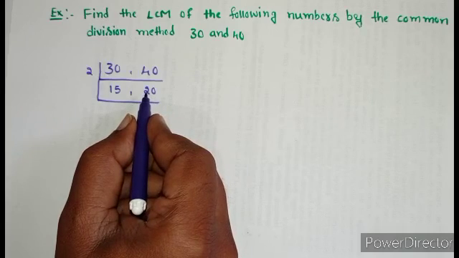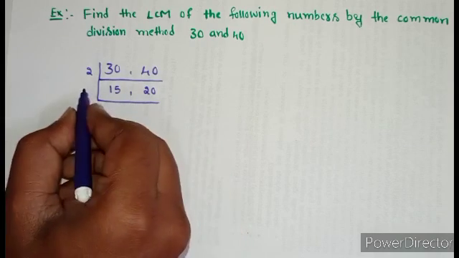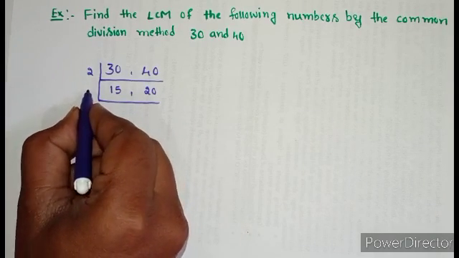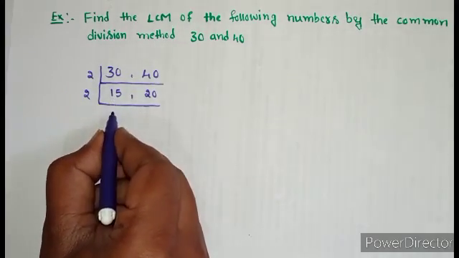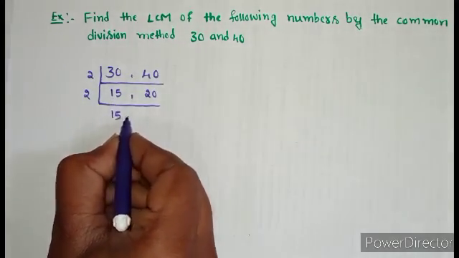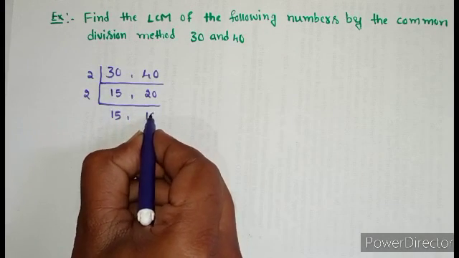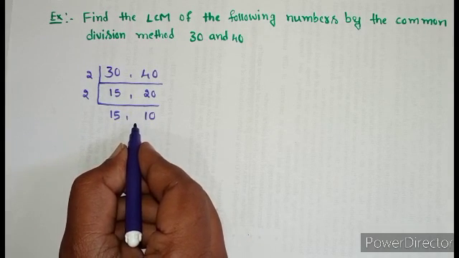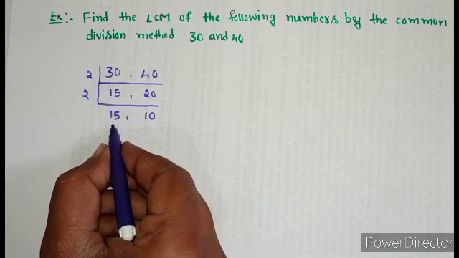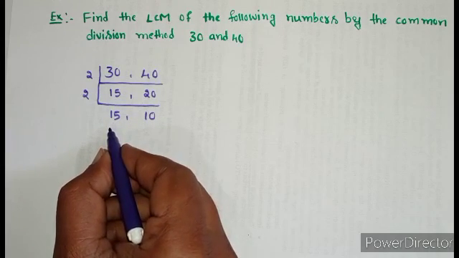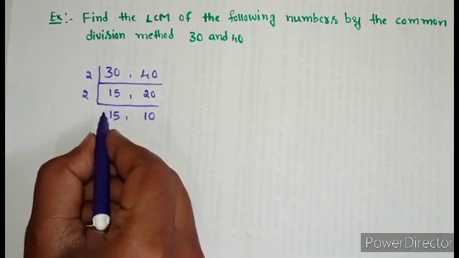The smallest prime number which can divide at least one of the numbers here is again 2 only. All of you see here. From 2 we can't divide 15. Bring it down as it is. And here 20 divides by 2. 2 tens are 20. Here we get 15 and 10 again. And here the smallest prime number which can divide at least one of these numbers is again 2 only.